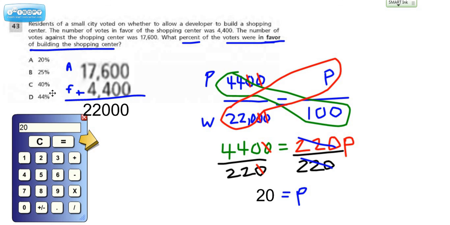Now look at the answer choices. Is that a choice? It is. So we're going to go ahead and pick choice A.